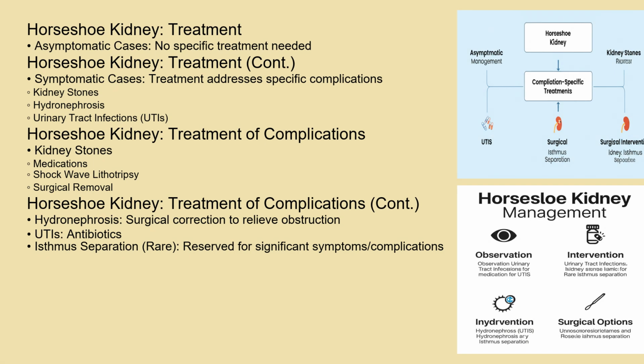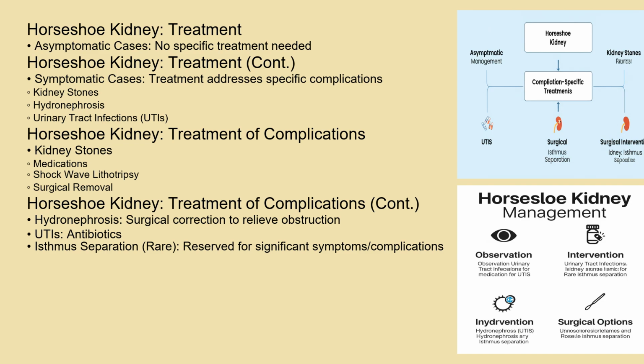In many cases, no specific treatment is required for horseshoe kidney if the individual is asymptomatic. However, if complications arise, such as kidney stones, hydronephrosis, or urinary tract infections, treatment is directed towards addressing these specific issues. Kidney stones can be managed with medications, shock wave lithotripsy, or surgical removal. Hydronephrosis may require surgical correction to relieve the obstruction. Urinary tract infections are treated with antibiotics.